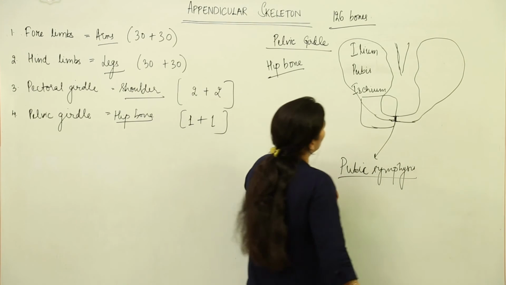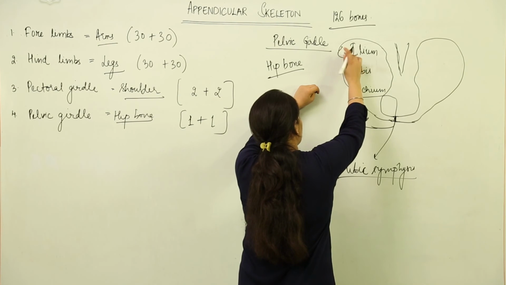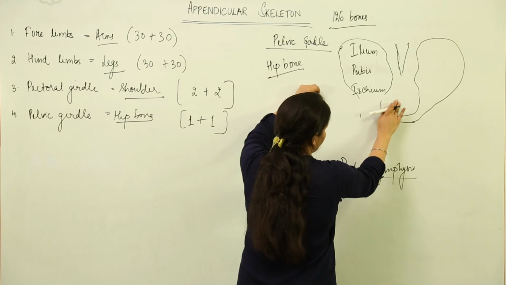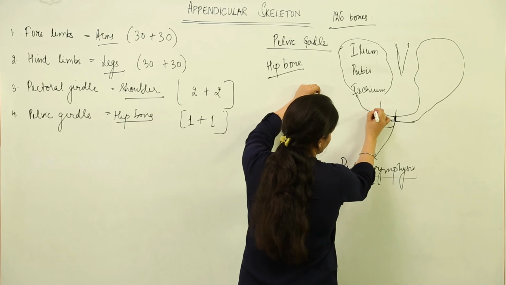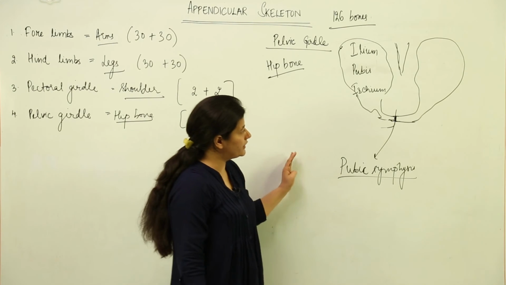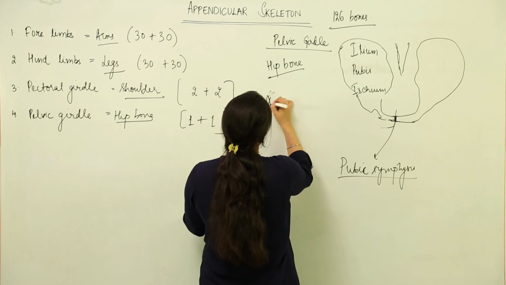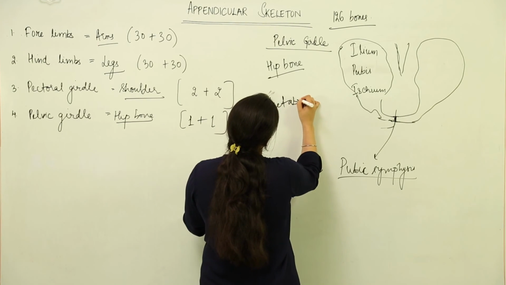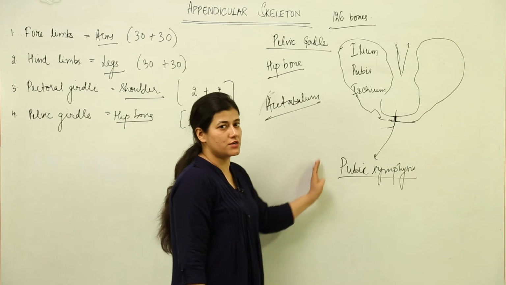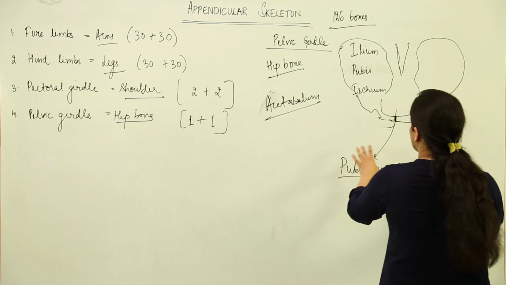Over here we have, like we had the glenoid cavity for articulation of the hind limbs, the acetabulum, that is present for articulation of the hind limbs in the pelvic girdle.